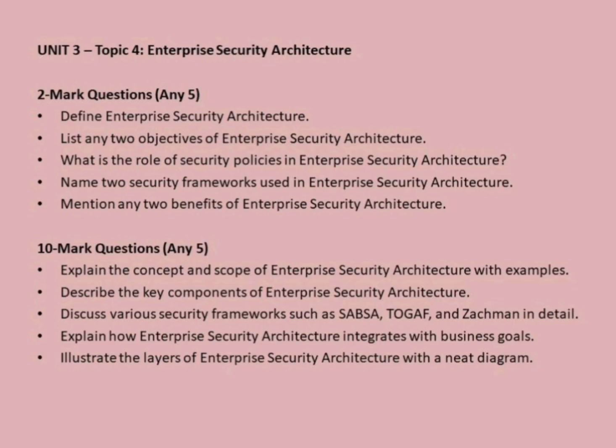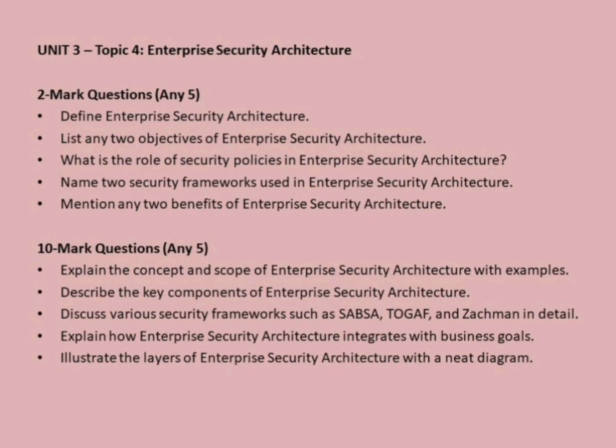In simple words, ESA acts like a security roadmap, guiding how policies, standards, and controls should be applied to protect information while supporting business objectives. It ensures security is not just a technical add-on, but an integral part of business planning. Some commonly used frameworks in ESA include SABSA, TOGAF, and ZACHMAN, which help organizations design and implement security in a systematic way. Security policies, risk management, and governance play an important role in ESA.